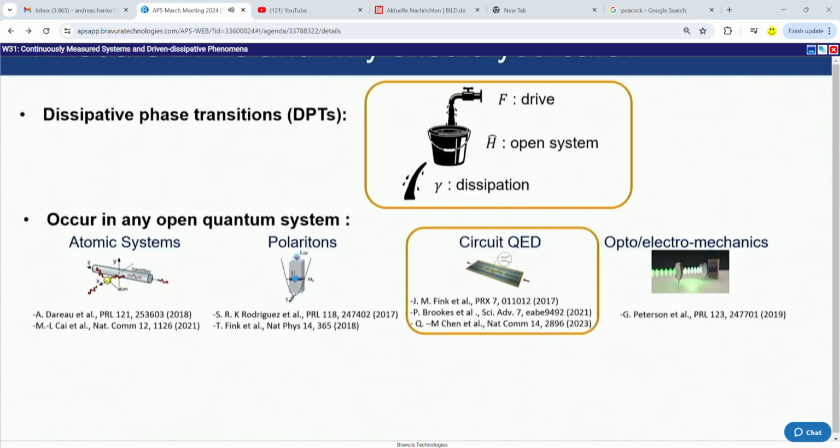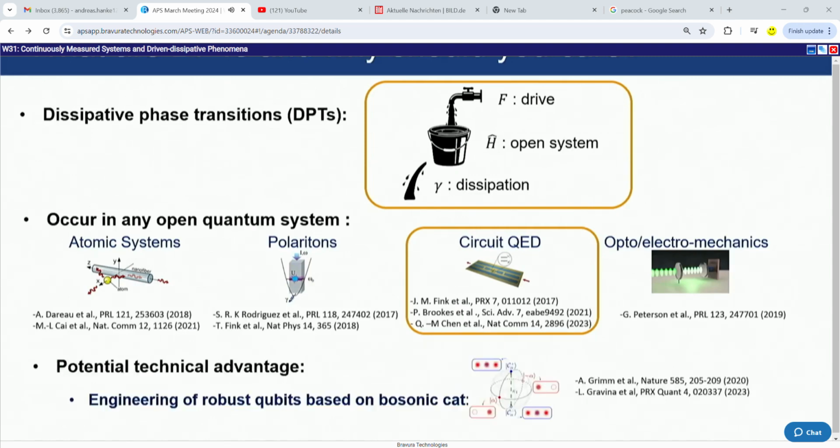The first reason why we care about these transitions is that it's interesting fundamental physics. They occur in any type of open quantum system and can always be described by the same formalism. They've already been observed in atomic systems, polaritons, circuit QED, and optoelectromechanics. We're mainly interested in the circuit QED platform. The second reason is that they can be exploited to achieve some technological advantage. Some applications are the engineering of robust cat qubits and achieving enhanced metrology by using critical points, for example, to perform better qubit readout.